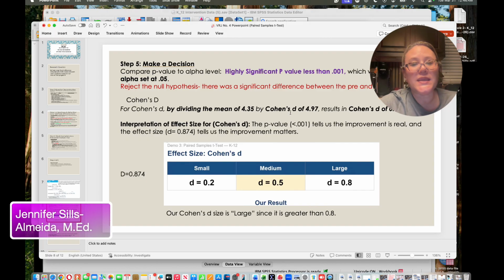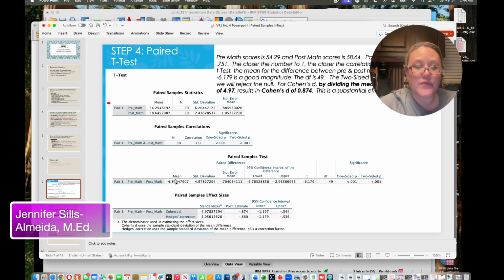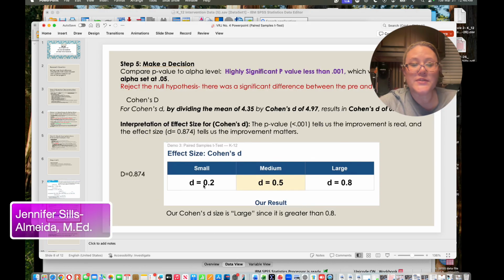We have Cohen's d. What we did is we divided the 4.35 by the 4.97 that I just showed you over here, put the mean of 4.35, and then divided by the standard deviation, and then we got that negative 0.874. So what this means for us is that we have to see, does it have a big, substantial, significant effect?